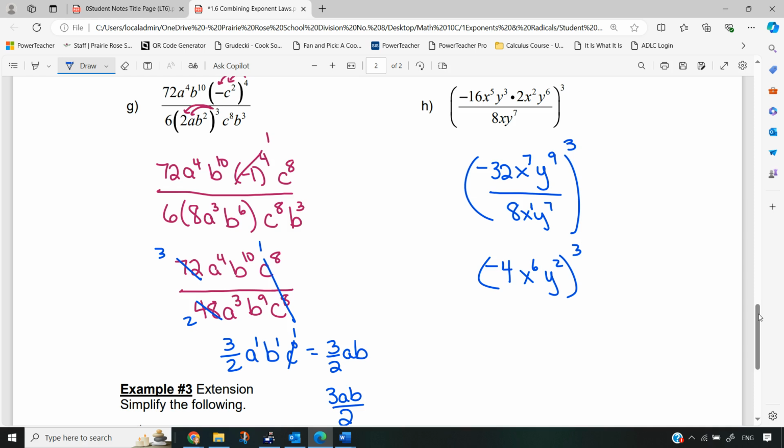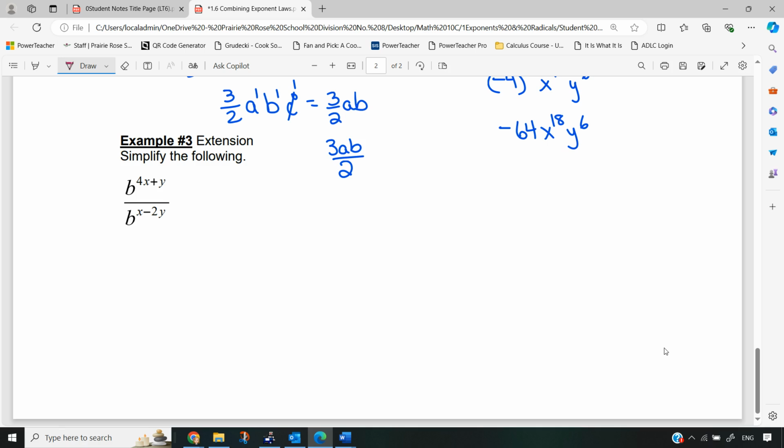When we bring in that exponent, we've got negative 4 in brackets cubed, x to the 18, and y to the 6th. So negative 4 cubed is negative 64, x to the 18th, and then y to the 6th. And again, remember that all of these can be checked with your calculator just using substitution.